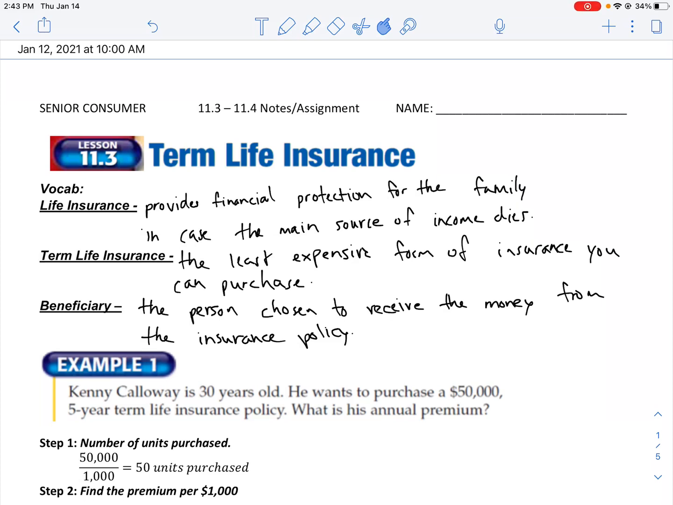Hello everyone, we've got another double feature here, 11.3 and 11.4. So take a second, get this vocabulary written down, and then we'll look at some of the math problems.